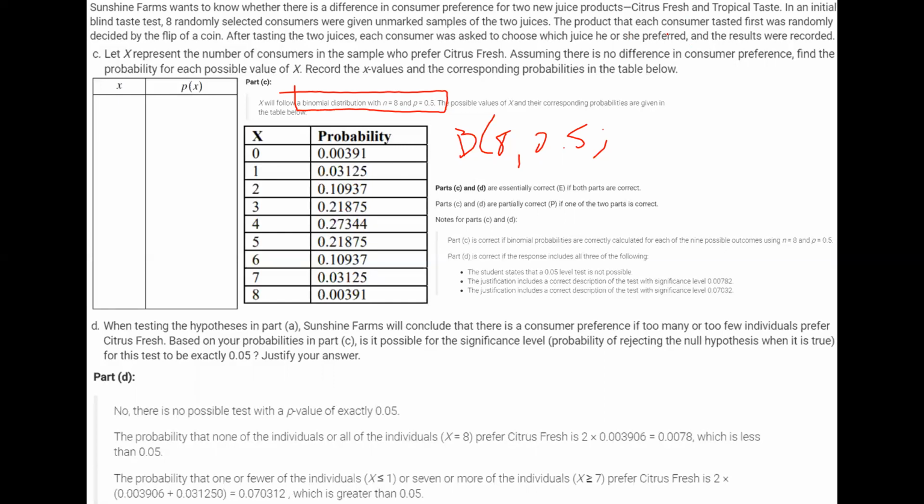Okay, the probability that none of the individuals or all the individuals prefer citrus fresh is 2 times, because this is the value, right? So it's about 0.0078, which is less than 0.05. The probability that one or fewer of the individuals, sorry, I can't see because of this, X is less than or equal to 1 or 7 or more of the individuals is 0.070312, which is greater than 0.05.